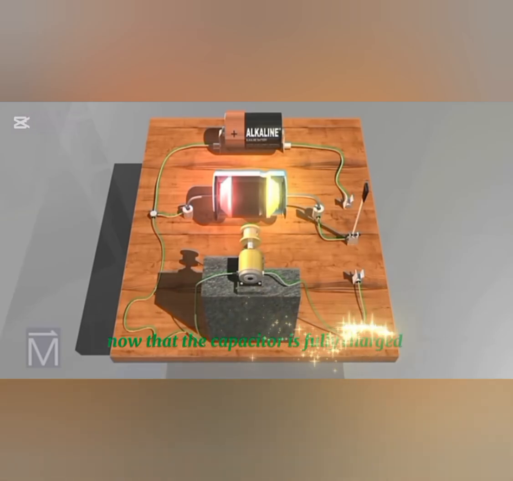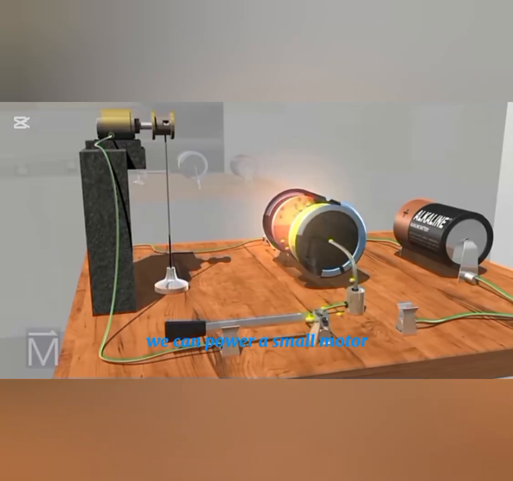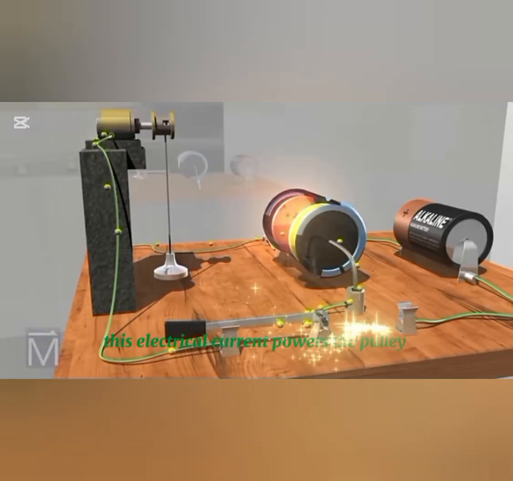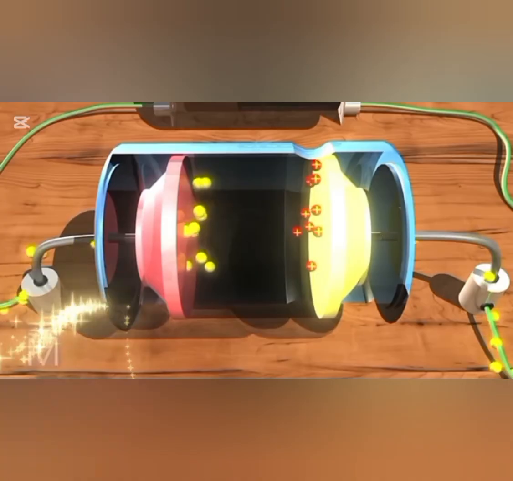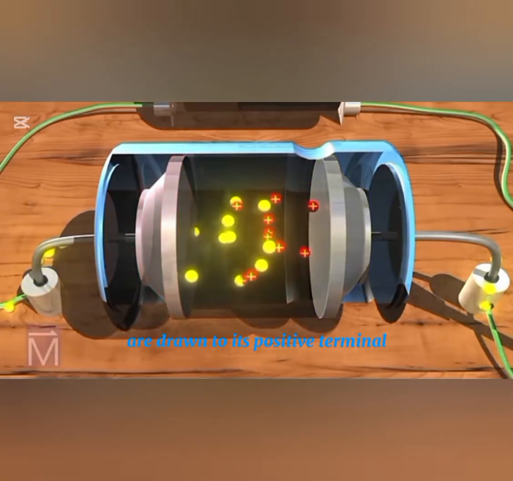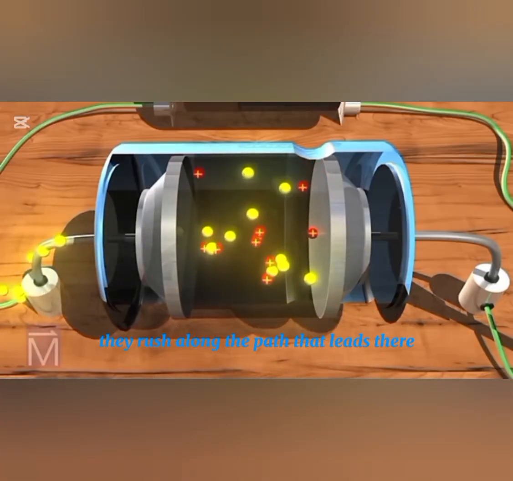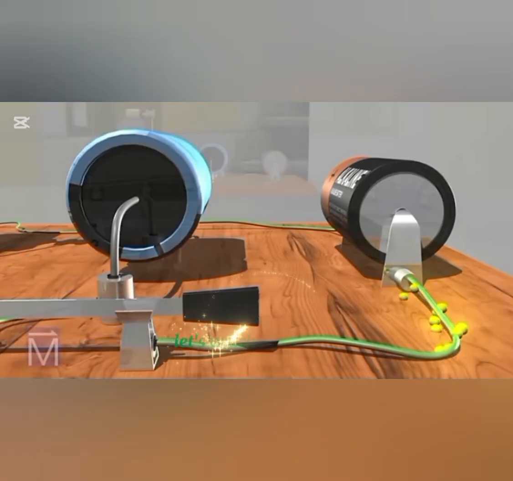Now that the capacitor is fully charged, let's put all that stored energy to use. By connecting it to a new circuit, we can power a small motor. This electrical current powers the pulley to lift a weight until the charge dissipates. The electrons on the capacitor's negative terminal are drawn to its positive terminal. They rush along the path that leads there, straight through the motor. Let's watch this again.